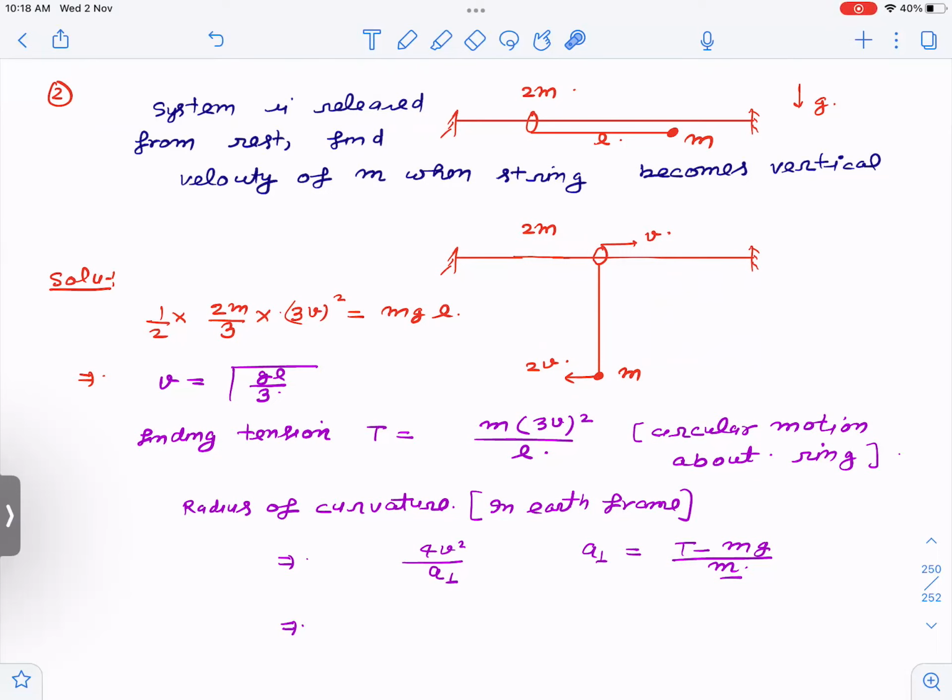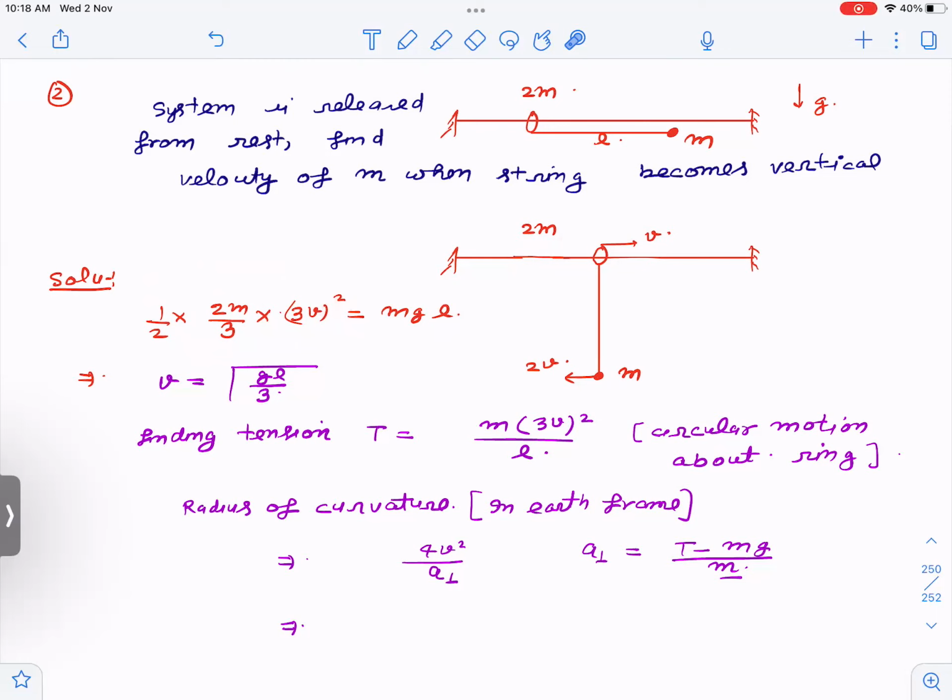Now here again, when the system becomes vertical, if this is v, this will be 2v, right? Initial momentum is 0, final also 0. So the initial and final momentum is 0, and the kinetic energy of the CM will be the same. That means the change in kinetic energy in the earth frame is equal to the change in kinetic energy in the CM frame. What is the initial kinetic energy in the CM frame? 0. The final kinetic energy is half mu, with mu equal to 2m by 3, times V relative, 2v plus v, 3v, whole squared, equal to the potential energy. You got V directly in just one line, right?